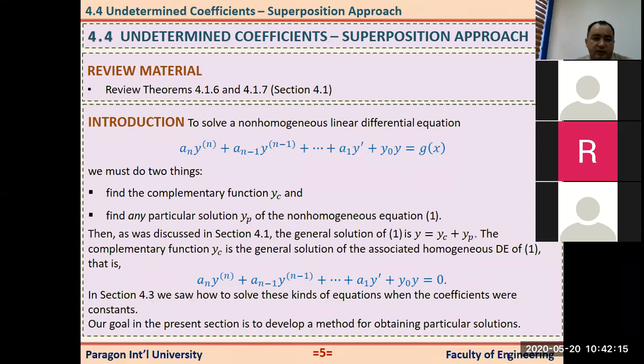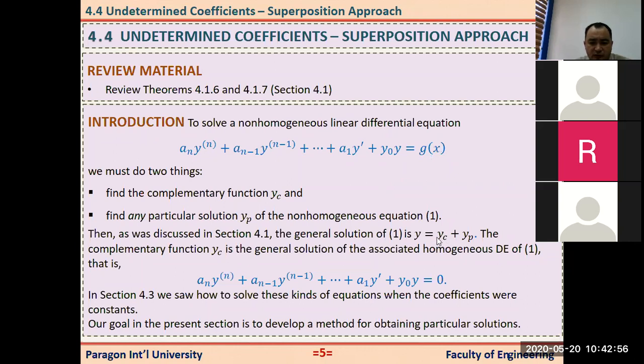So review theorem 4.1.6 and 4.1.7. If you remember this, fine, or if not, you can have a look at these theorems. What is it about? These theorems are about solving an nth order linear differential equation where all coefficients are constant, right? And we need to solve 2 different equations. Number one is the homogeneous one, where we have the homogeneous equation equal to 0, and the second one is non-homogeneous. And we'll just combine these, right?